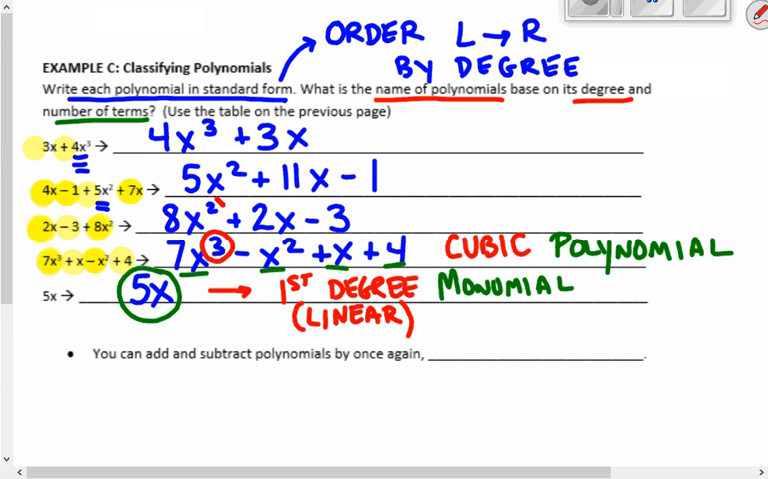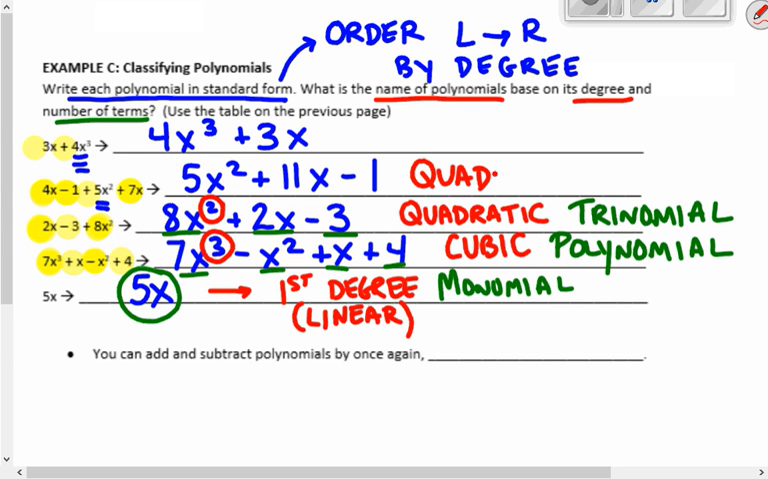For the next one, it's a second degree function because of the 2 being the highest exponent, and those were called quadratic functions. Quadratic. The number of terms is 3, 1, 2, 3, and that's called a trinomial. The same would go for the next one up. 5x squared plus 11x minus 1. That's also a quadratic because of the degree being 2. And since there are 3 terms, it's also called a trinomial.